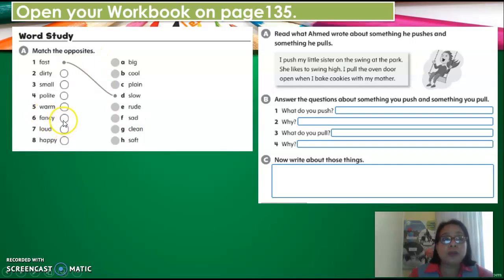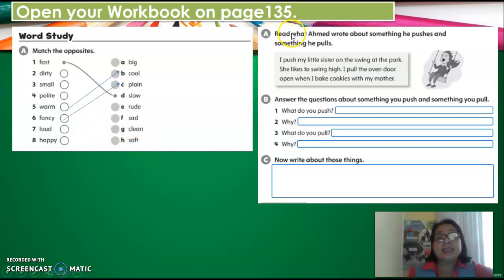Let me choose the word fancy. What is fancy? It's like elegant, okay? So what is the opposite of fancy? Plain. Plain is like ordinary, not elegant, okay? Also, I will choose the word warm. The opposite of warm is cool. Warm is like hot and cool is like cold, okay? So that's the opposite. You will do the rest on your own, okay? And when you finish it, check it with your ebook to see that you are correct. When you finish, not before. When you finish the activity, check it, okay?